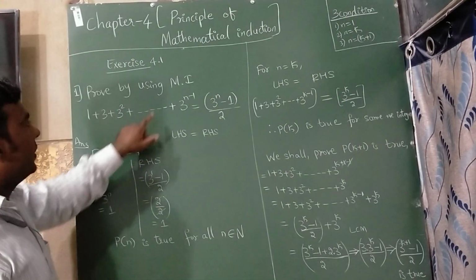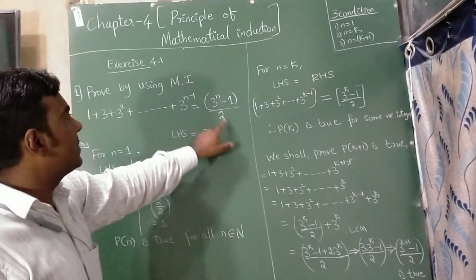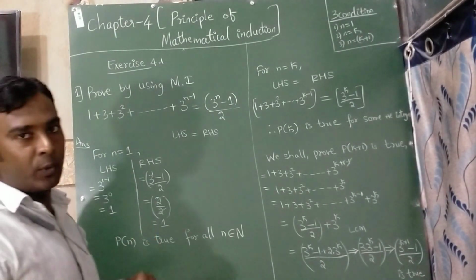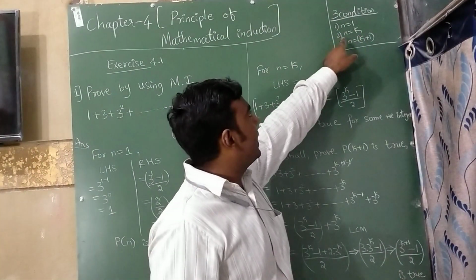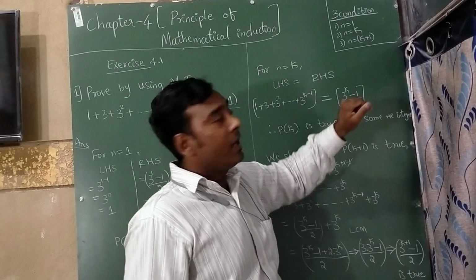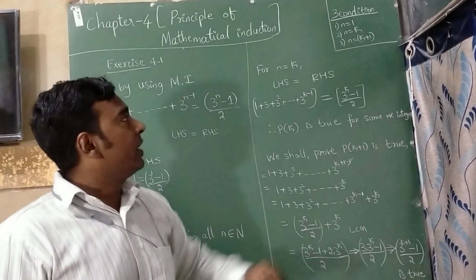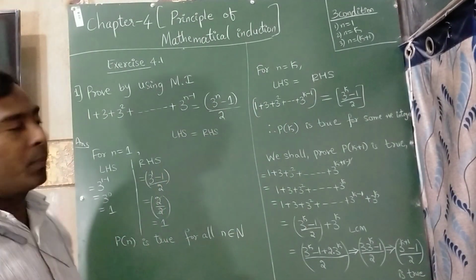This part is considered as the LHS, and this part is considered as the RHS. Now there are three conditions to prove this. The conditions are, first you need to take n is equal to 1, then you need to take n is equal to k. Now you have to prove that n is equal to k plus 1 is also true. If these three conditions are satisfied, then this mathematical induction is proved.